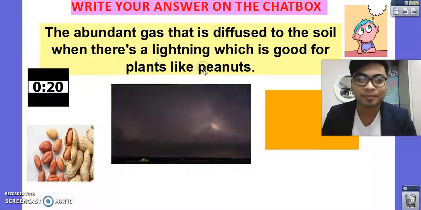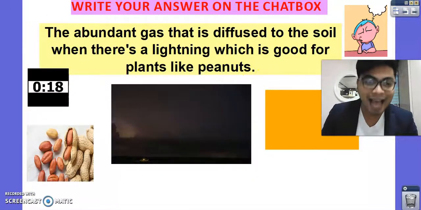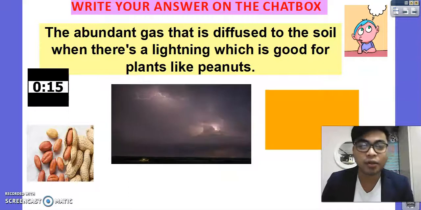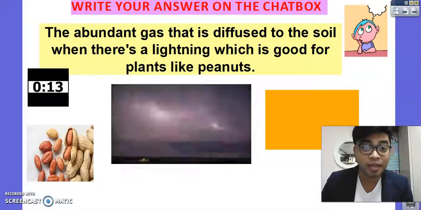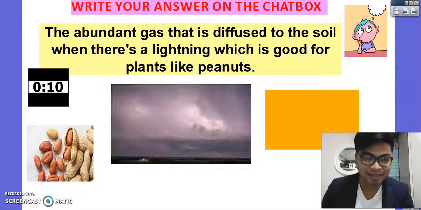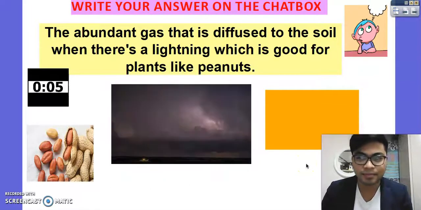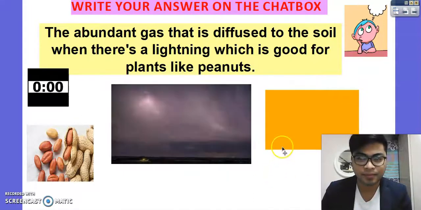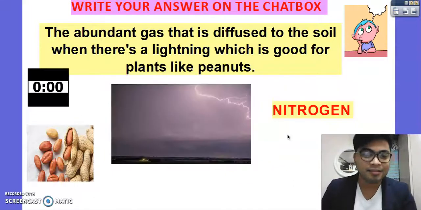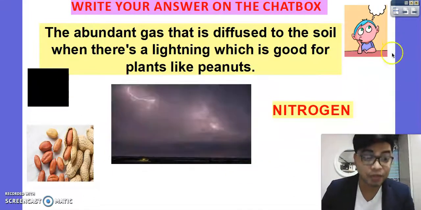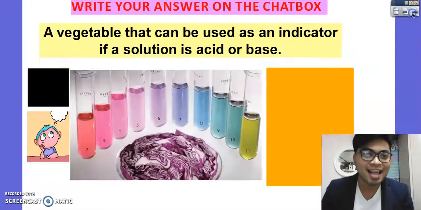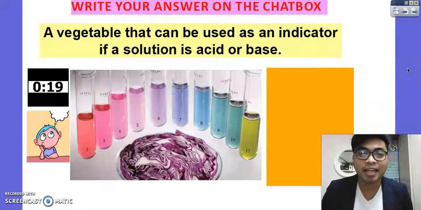Question number 1. The abundant gas that is diffused to the soil when there's a lightning, which is really good for plants like peanuts. The correct answer is nitrogen. Did you get it correctly? Nice. Next question. A vegetable that can be used as an indicator if a solution is acid or base.